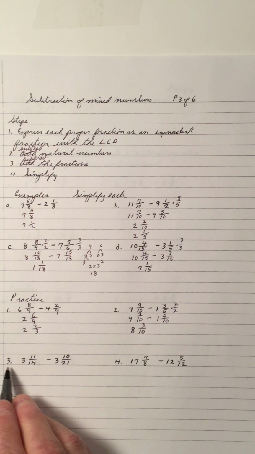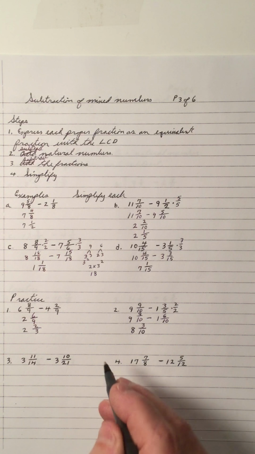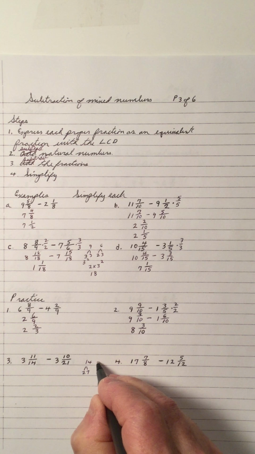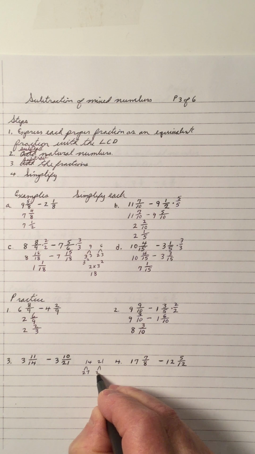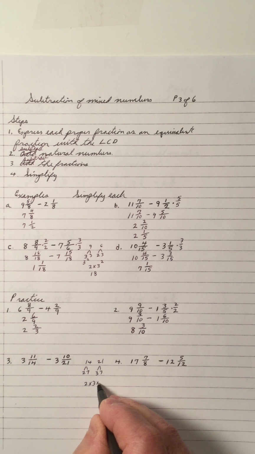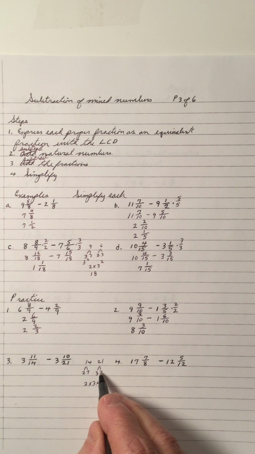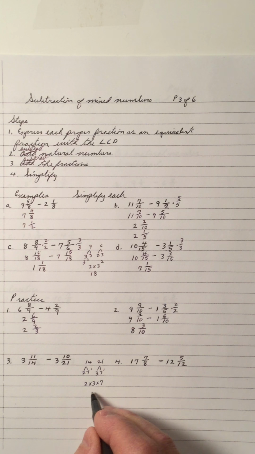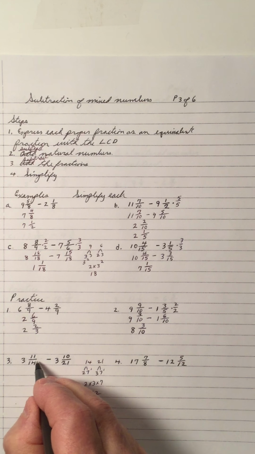14 and 21, number 3. I need a common denominator. 14 is 2 times 7. 21 is 3 times 7. So I have a 2, a 3, and a 7. Only singles. That's a 1 there and a 1 there, so the power is 1. 6 sevens are 42. So 42 is my common denominator.